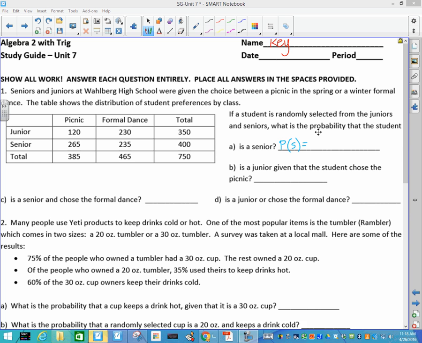Do you have to put the notation on there? No, but it helps me know what your thought process is, and if I'm going to give you partial credit, then I would suggest you do that. Okay, probability of a senior is the total of 750 students, and out of 750 students, how many of those are seniors? That would be 400. And so you reduce that, so that would be 8 over 15.